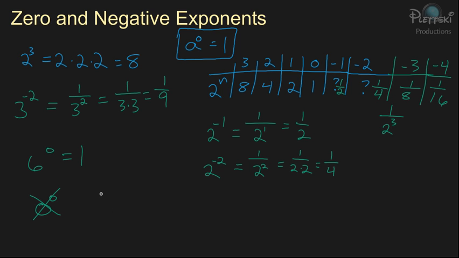And then any non-zero number raised to a negative power is the reciprocal of that. You change the sign of the exponent. So if it's 5 to the negative 3rd power, it'll be 1 over 5 to the 3rd power, which is 1 over 5 times 5 times 5. 5 times 5 is 25, and 25 times 5 is 125. So it'll be 1 over 125.